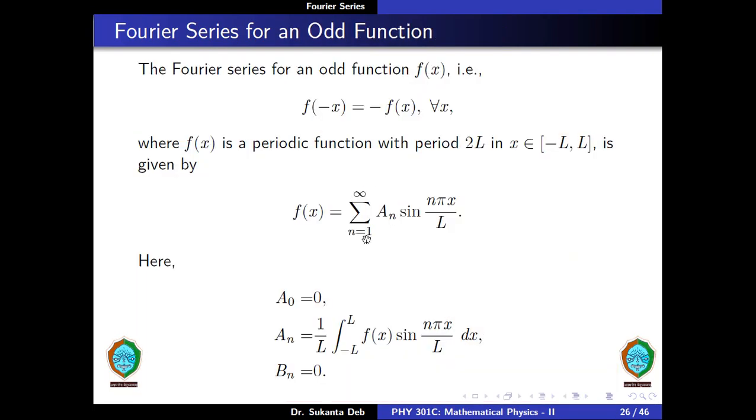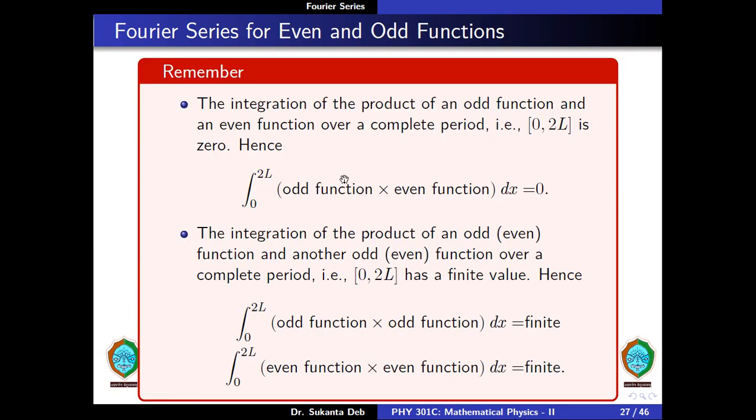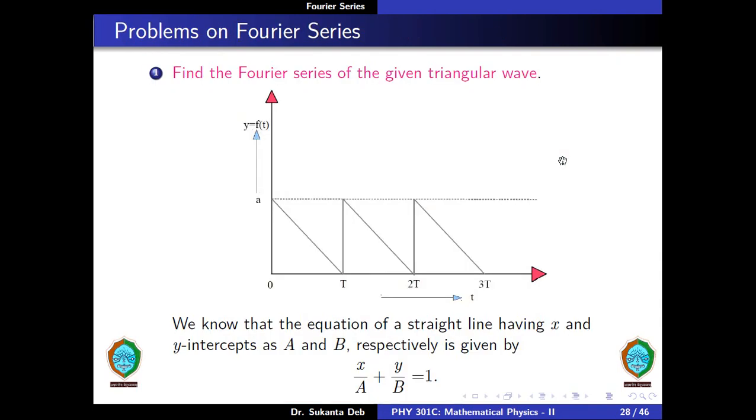These results follow from two simple laws. The integration of the product of an odd function and an even function over a complete period, that is 0 to 2l or from minus l to plus l, is 0. So if there is an odd function and an even function, the integral of their product is always equal to 0. And in other cases, the integration of, let's say, an odd function by itself, or similarly an even function, will give a finite value in the range 0 to 2l or from minus l to plus l.